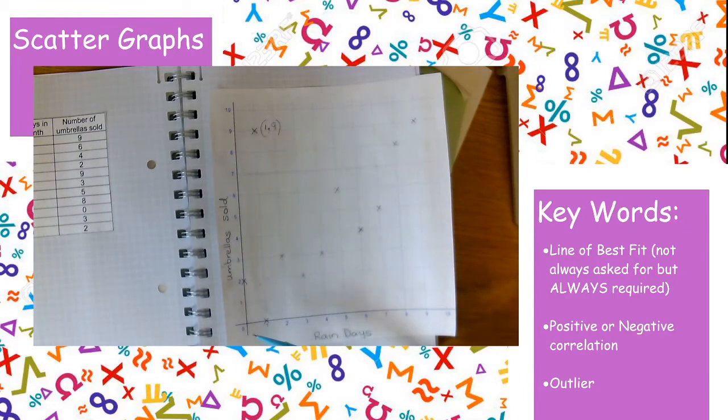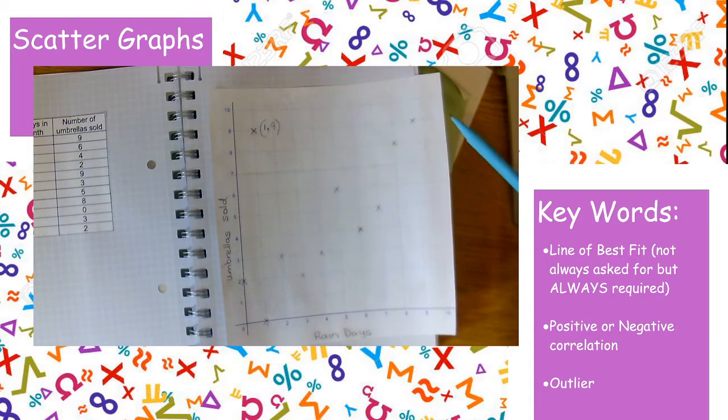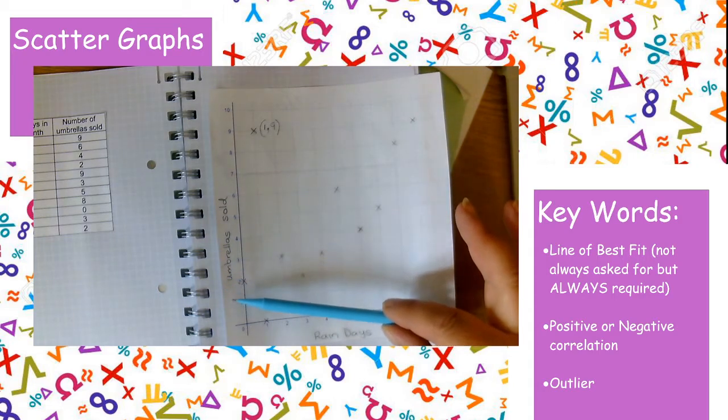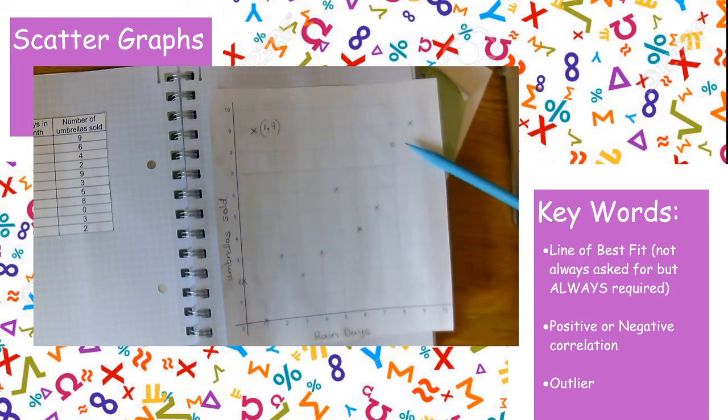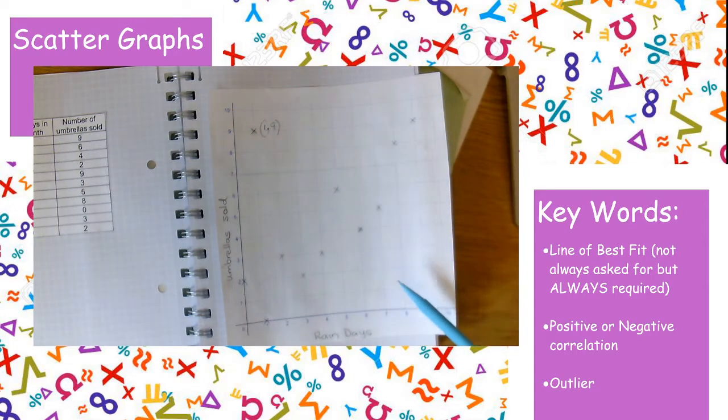The rest of these crosses form a strong pattern going from the bottom left up to the top right. This is what we would call a positive correlation. Sometimes we think of it as going in the same direction as the back of a tick being positive. If the crosses were coming from the top left and going down to the bottom right, that is what we would call a negative correlation.